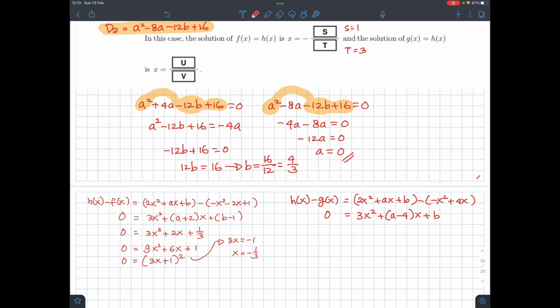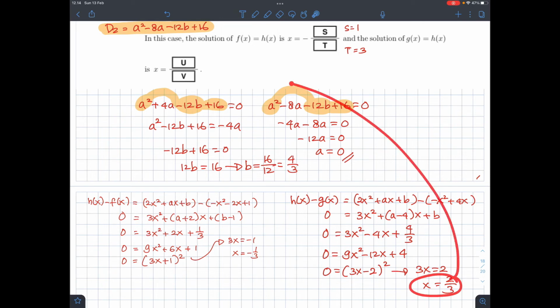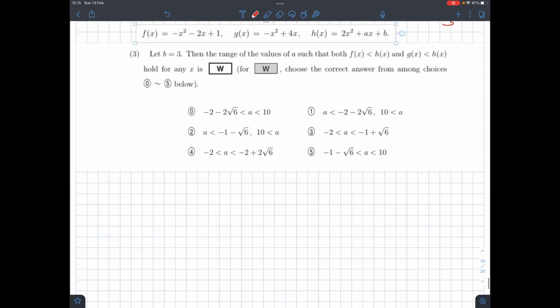0, 3x squared, this is negative 4x plus b. Just times by 3 here, factorize, so you get 3x equals 2, x equals 2 over 3. You just put it here, u equals 2 and v equals 3. Okay, last question, the third part.